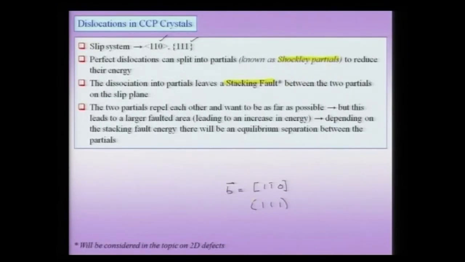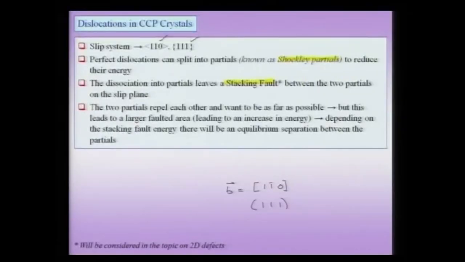So, the two Shockley partials will tend to repel each other and try to be as far from each other as possible. But if the distance between the two partials increases, then the faulted region increases, and therefore it costs more energy to the crystal, and there will be an equilibrium between the two opposing forces. So, the two partials repel each other and want to be as far as possible, but this leads to a larger faulted area and an increase in energy, and depending on the stacking fault energy, there will be an equilibrium separation between the partials.